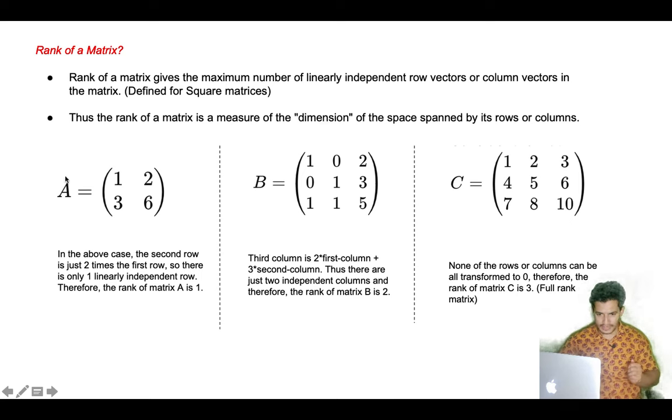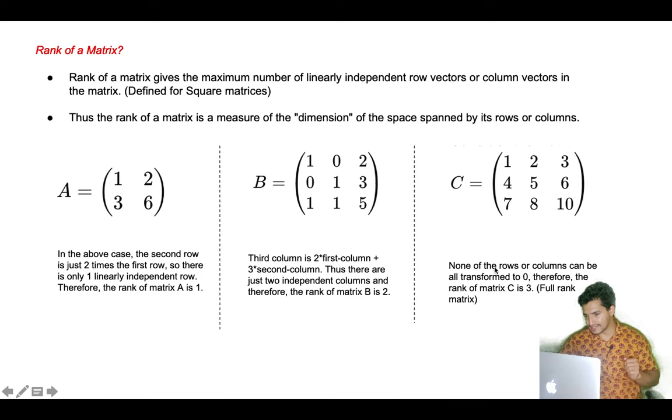If we take the first example where A is a 2 cross 2 matrix, the second row is just 2 times the first row. So, there is just one linearly independent row. Thus, the rank of the matrix is 1. In the second case, the third column can be derived from the first two columns, that is 2 times the first column plus 3 times the second column will give you the third column. Thus, there are just two independent columns and therefore the rank of the matrix is 2.